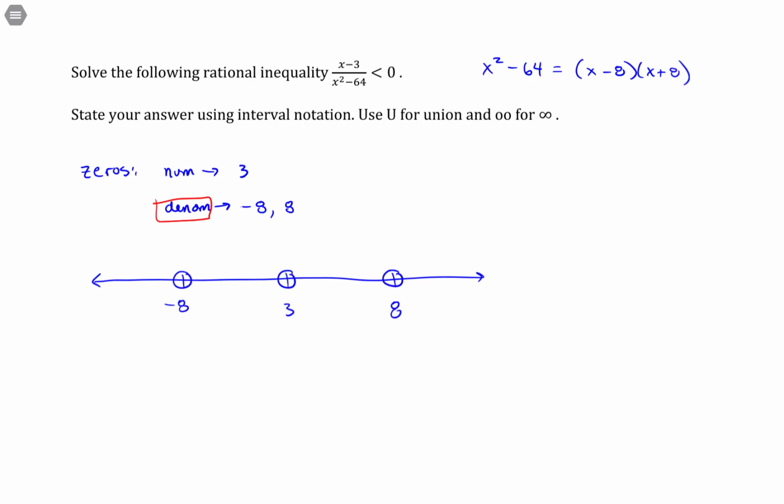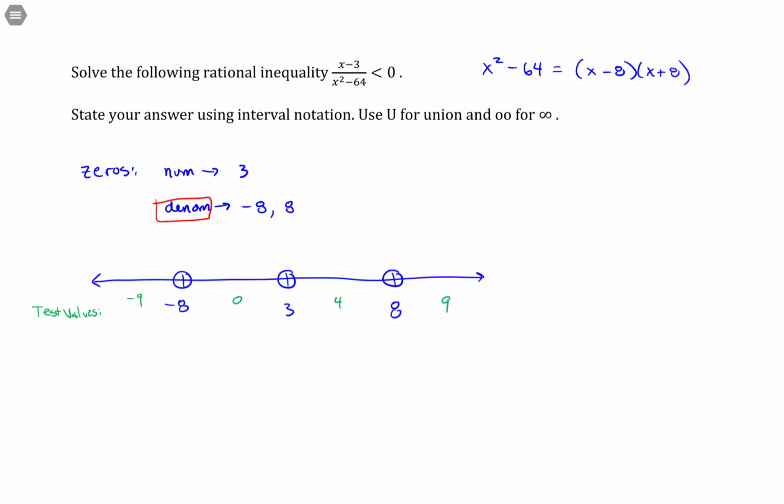Now it's just like a polynomial inequality. I just simply need to choose some test values and take those test values and see if the result is positive or negative on that interval. So for instance, if I picked negative 9, that would be on this first interval. 0 would be on this interval. 4 is on this interval, and 9 here.